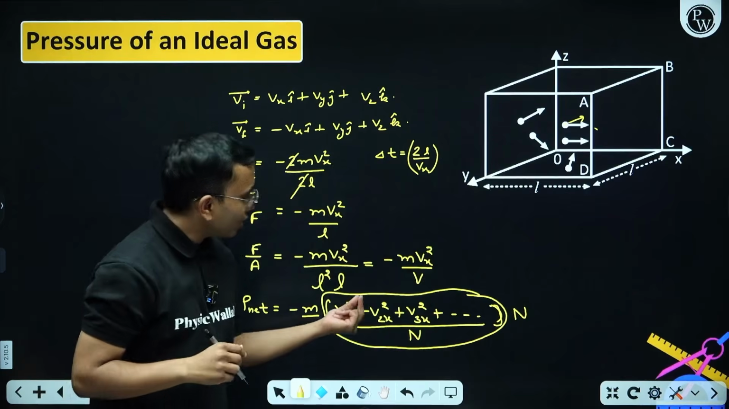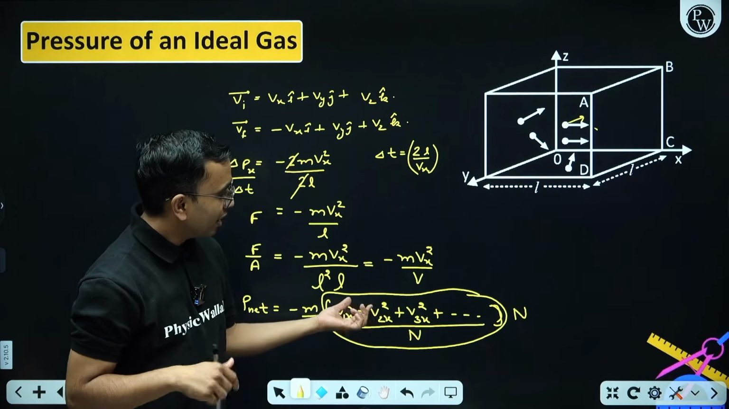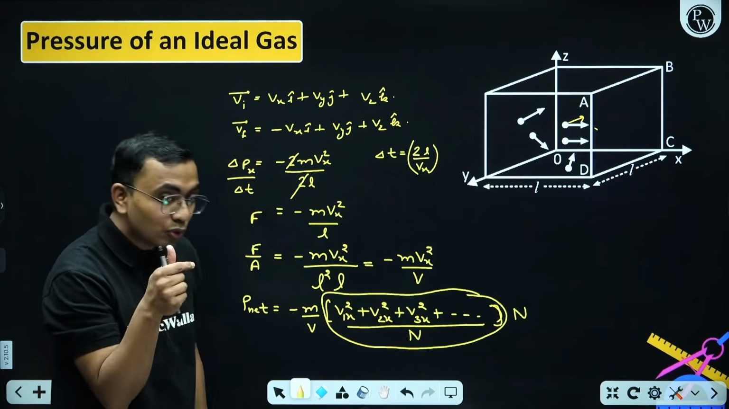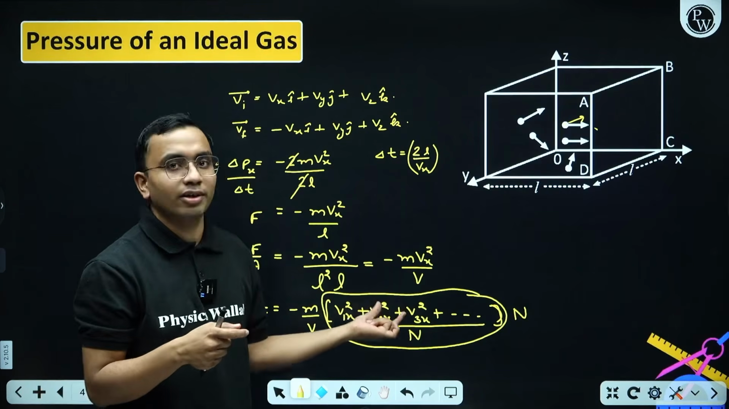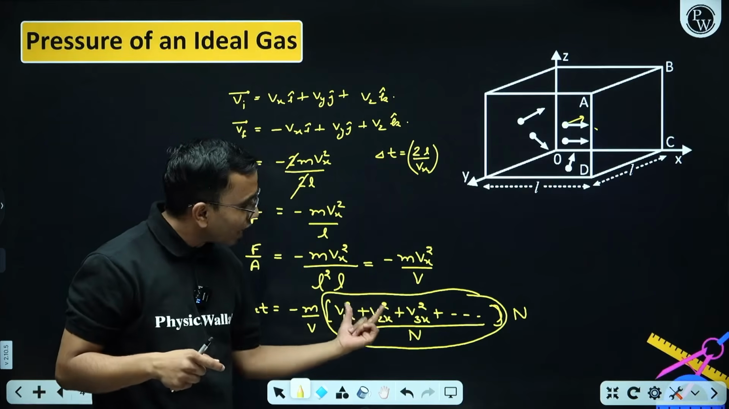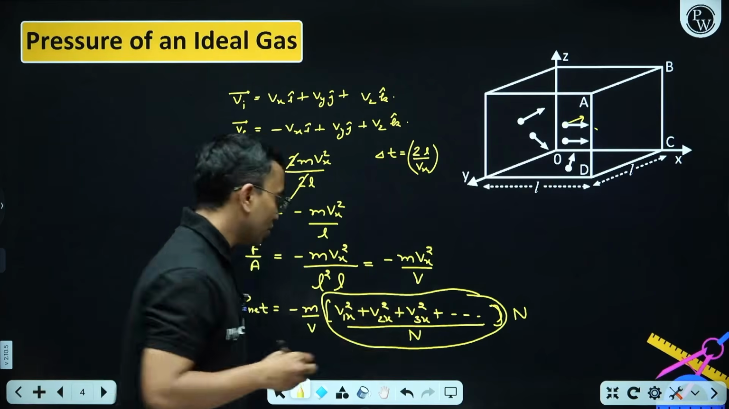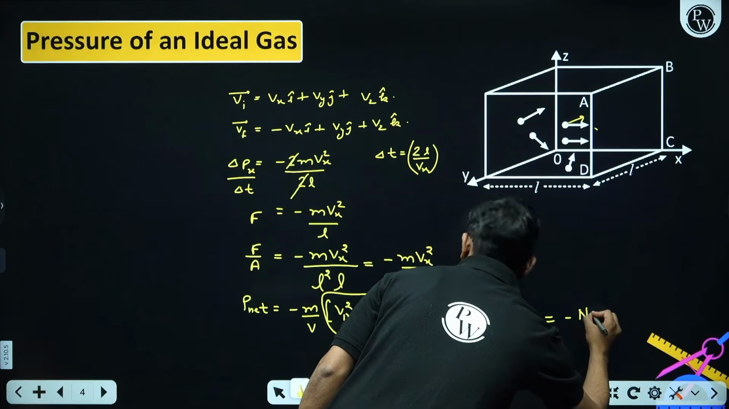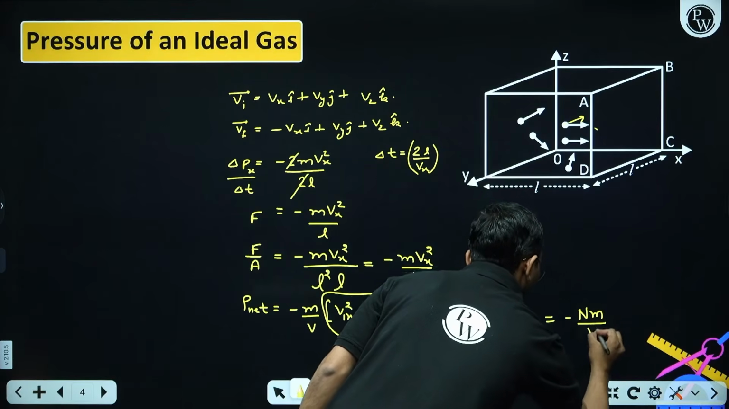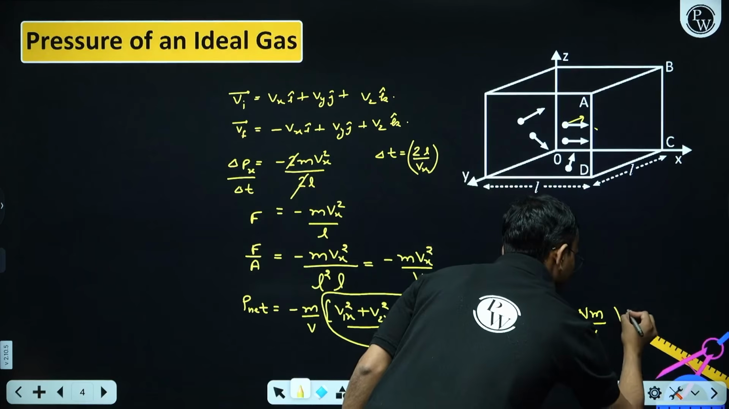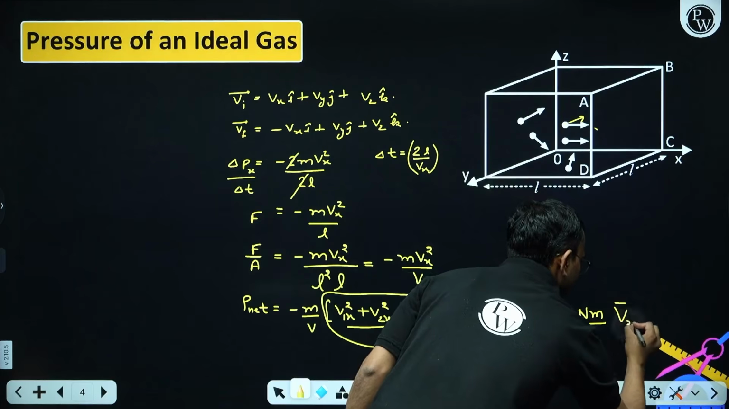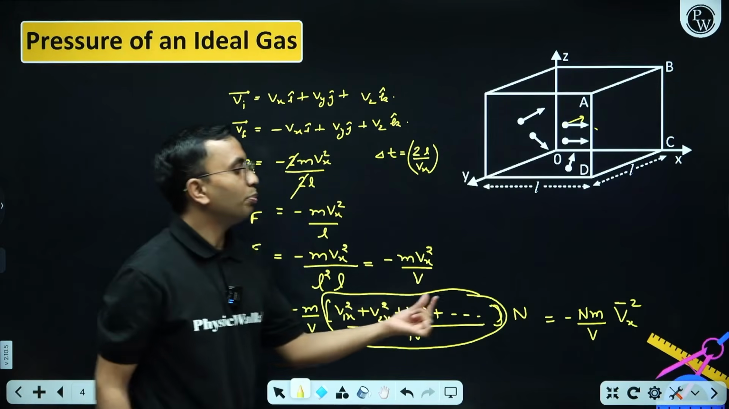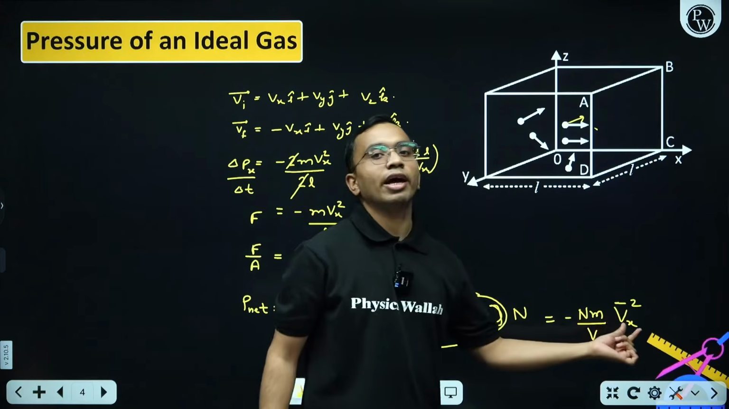What is this? This is the mean of the squares. Like we have root mean square, this is only mean square. So this is the mean square velocity along the x-axis. So I can write it as minus nm divided by volume, and this is Vx bar square. This is the mean square velocity along the x-axis.